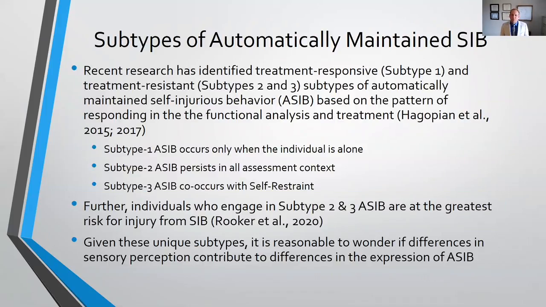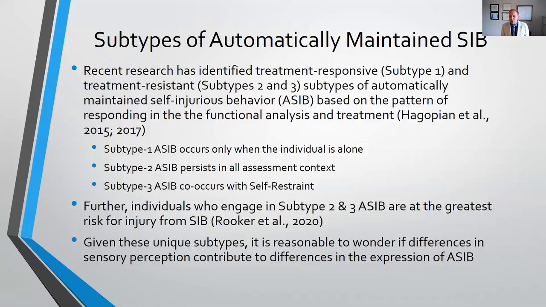So research that we've been doing for the past 7 years looks at whether there are subtypes within the context of this automatically maintained class of self-injurious behavior, and we've delineated 3 subtypes. Subtype 1 ASIB occurs only when the individual is alone. So SIB only happens when there's nobody else around, and that type of SIB is fairly treatment responsive. The second type, subtype 2 ASIB, persists across all assessment contexts. So that behavior happens irrespective of what's going on in the environment, and that behavior is more treatment resistant.